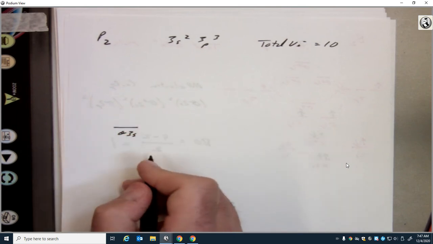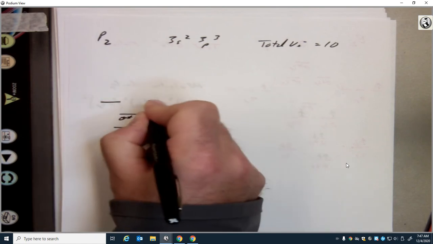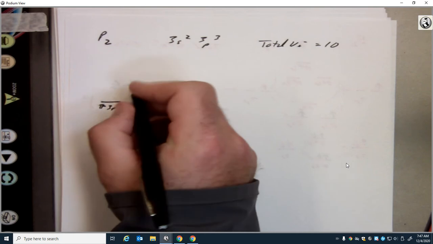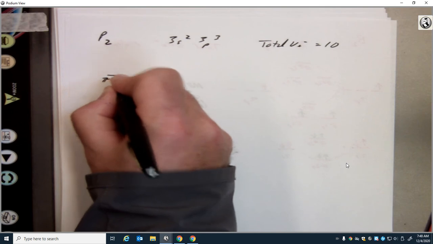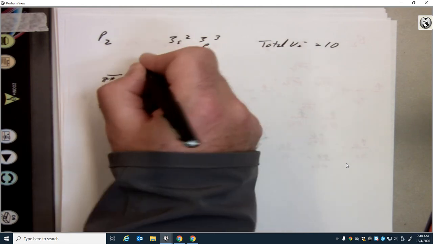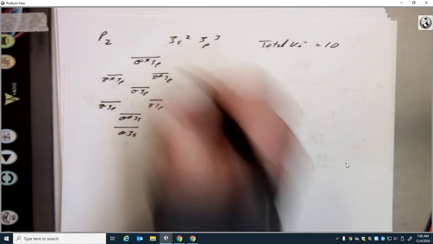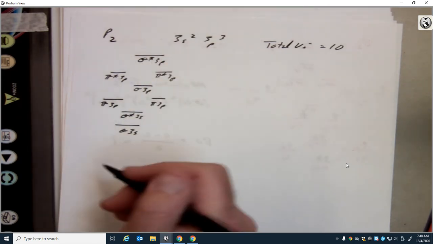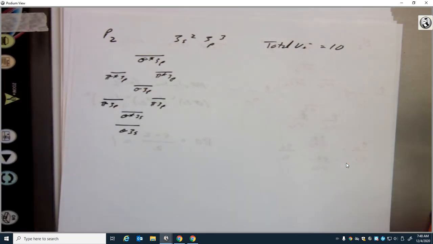Sigma 3s, anti-sigma 3s, pi 3p, pi 3p, sigma 3p, anti-pi 3p, anti-pi 3p, and anti-sigma 3p. Again, it's that pattern for group 13, 14, and 15. Now we have to place 10 electrons in here. We start at the bottom and work up.